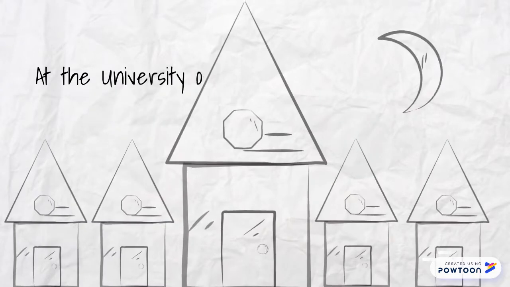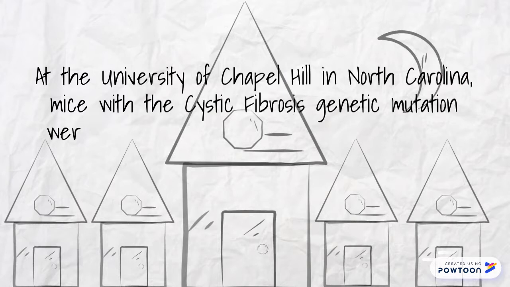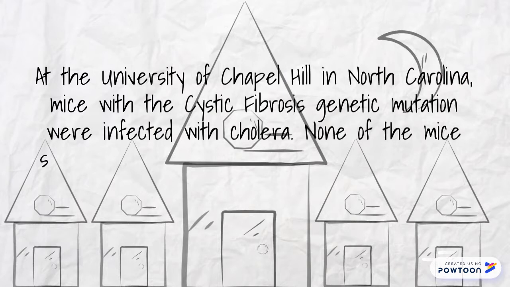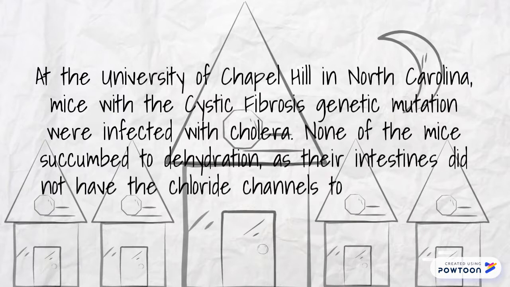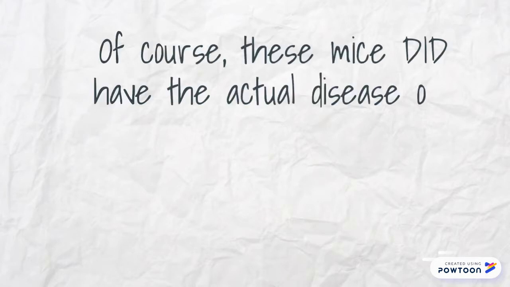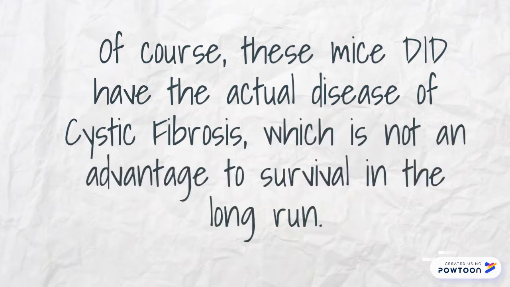At the University of Chapel Hill in North Carolina, mice with the cystic fibrosis genetic mutation were infected with cholera. None of the mice succumbed to dehydration as their intestines did not have the chloride channels to secrete fluid. Of course, these mice did have the actual disease of cystic fibrosis, which is not an advantage to survival in the long run.